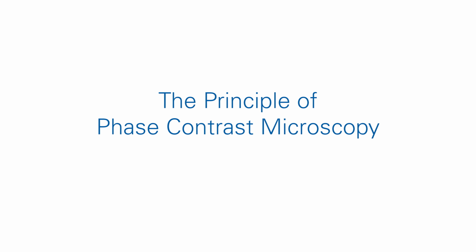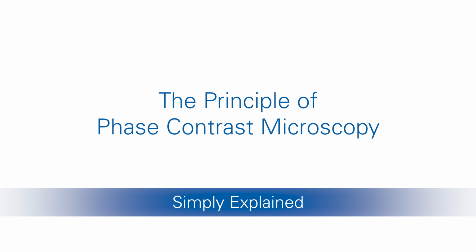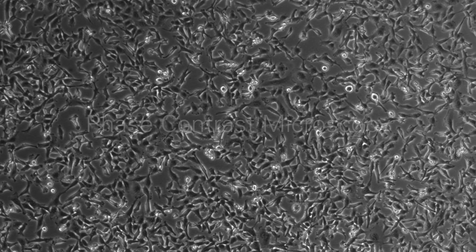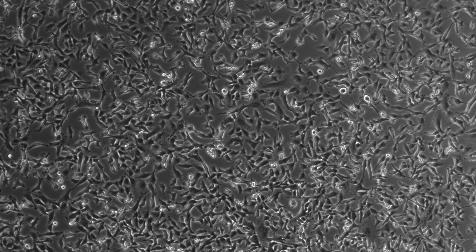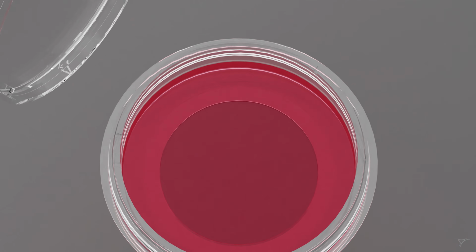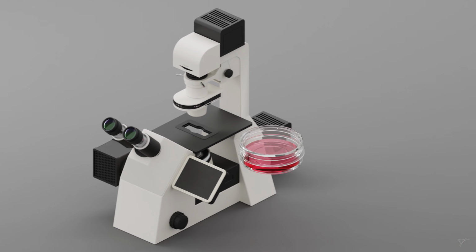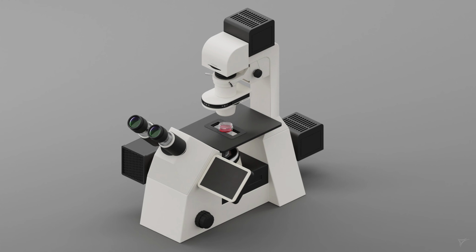The principle of phase contrast microscopy, simply explained. Phase contrast is by far the most frequently used technique in biological light microscopy. Living cells can be observed in their natural state using this simple and inexpensive method without causing any cell damage. Fixation and labeling are not necessary. But what makes phase contrast microscopy so special?